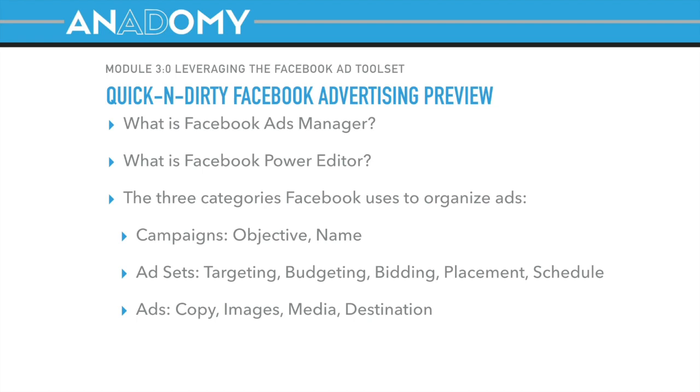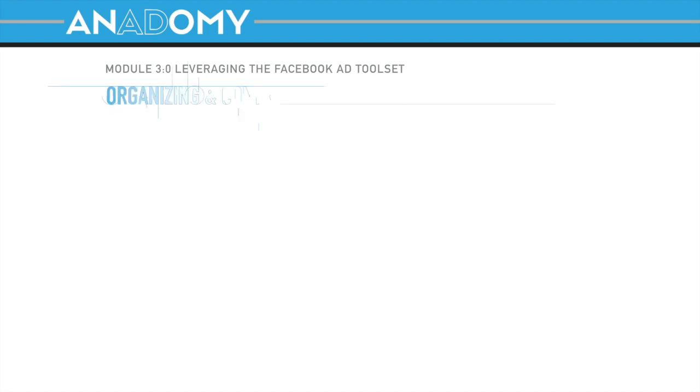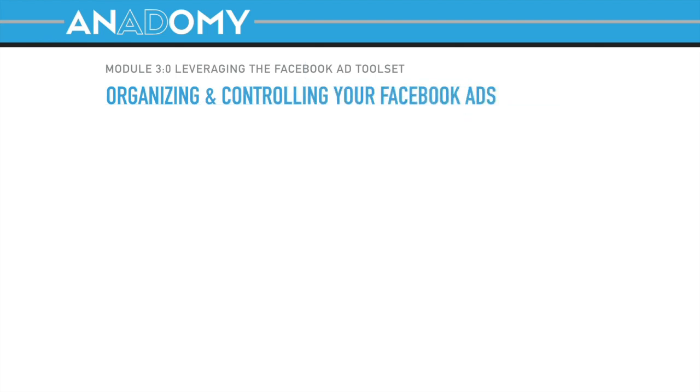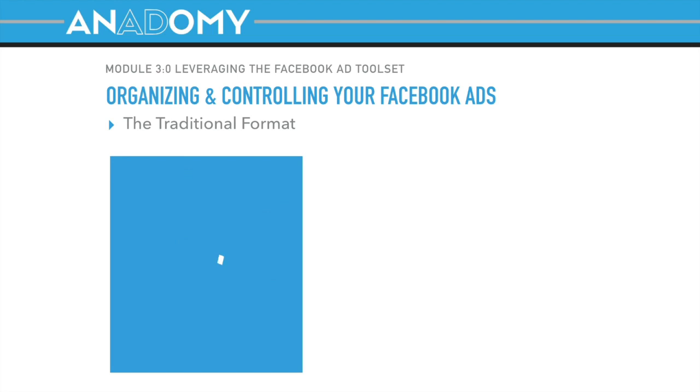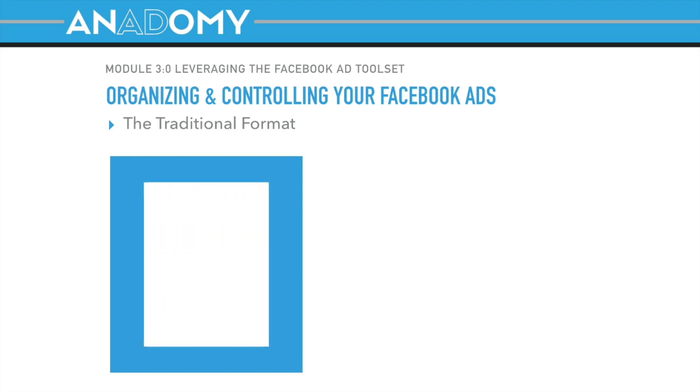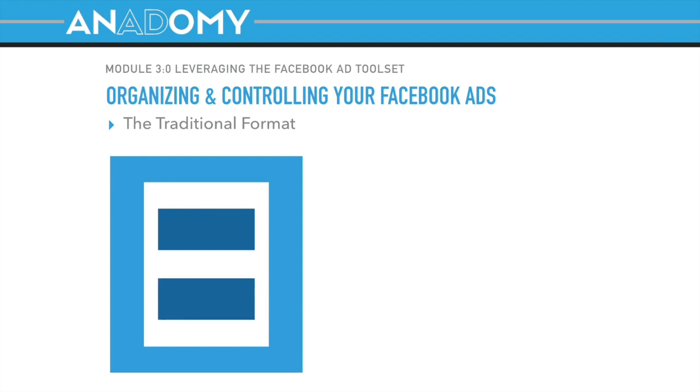So you might be asking yourself, why are you spending so much time delineating this up front if we're going to cover it in the next lesson? And I'm going to show you right now. Organizing and controlling your Facebook ads is really, really important. Here's a visual representation of the way most people structure their ads. First of all, you've got your campaign. Inside of that campaign, you'll have your ad set. Inside of that ad set, you can have multiple different ads. In this situation, I've got 2 different ads. I'm going to show you why this is a much, much better format, and I call it the anatomy format.